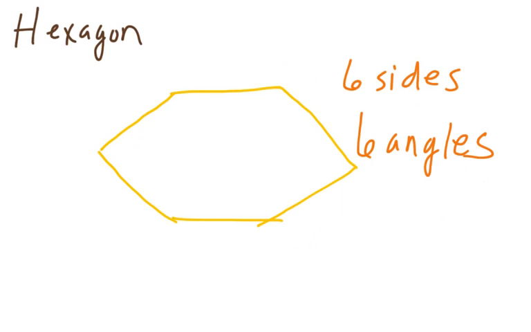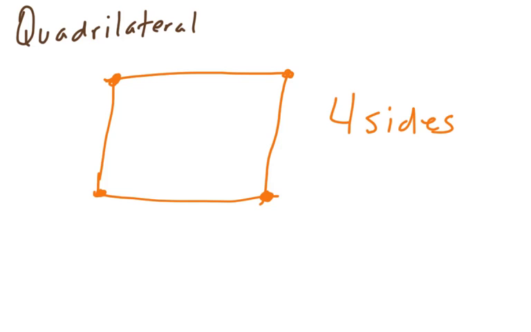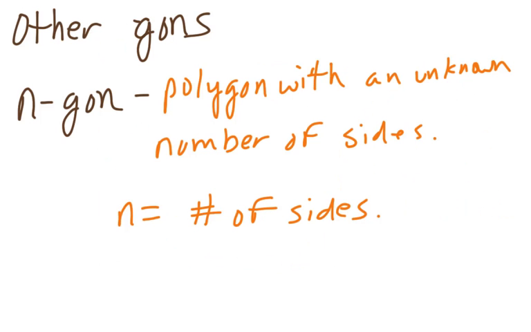Now let me go back real quick. 5 sides, 5 angles. 4 angles, and it has 3 angles. Alright, now I'm good. Now let's continue.